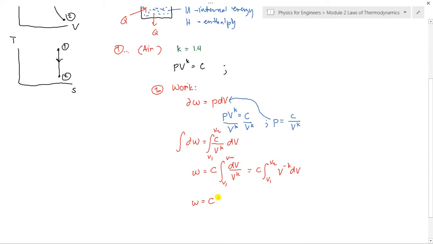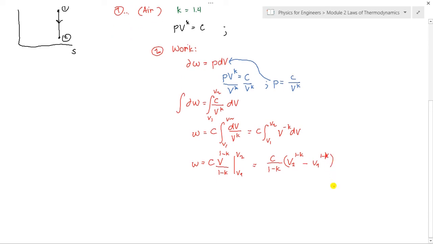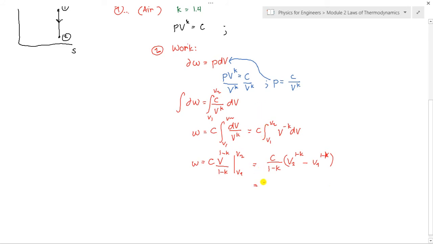So we have here C multiplied by V1, then that is 1 minus K all over 1 minus K, then from V1 to V2. So work would be C over 1 minus K, then we have V1, V2 raised to 1 minus K minus V1 1 minus K. So here I can distribute C. I can distribute this constant C.